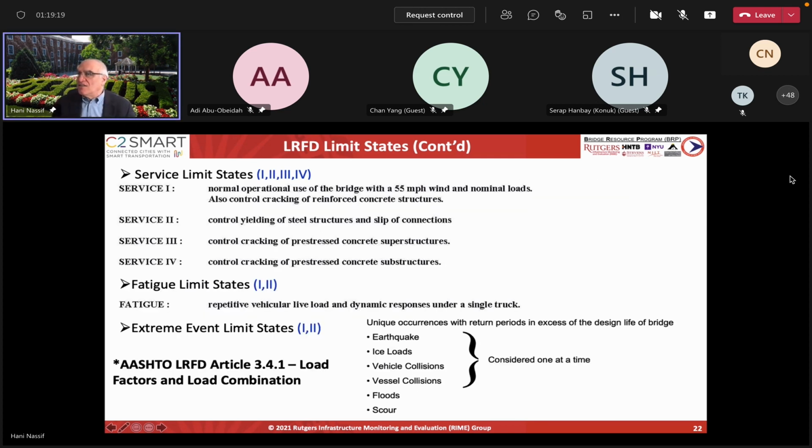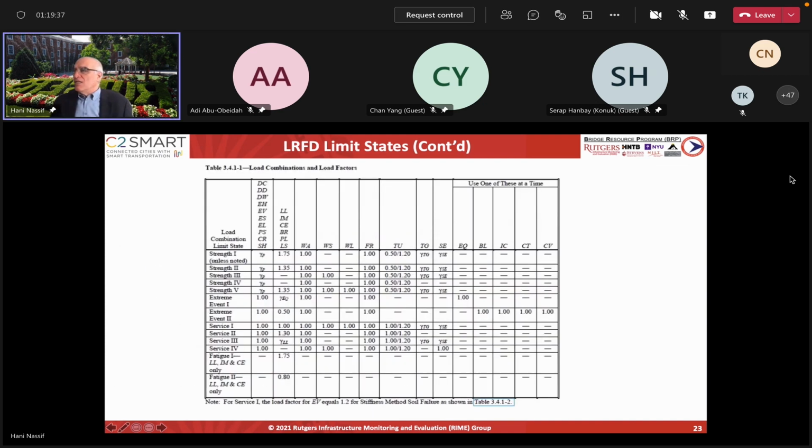And so these are the service limit states. And this was calibrated before. The calibration was done based on ultimate limit state only. And later on, in 2014, it was concluded that the service limit states be calibrated also. And you will find this in the table. This is a very important table.